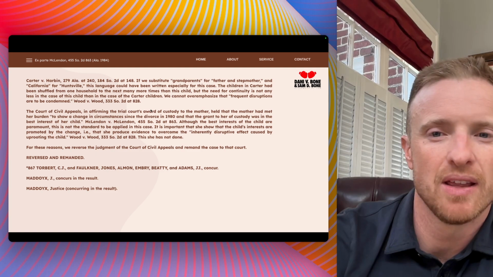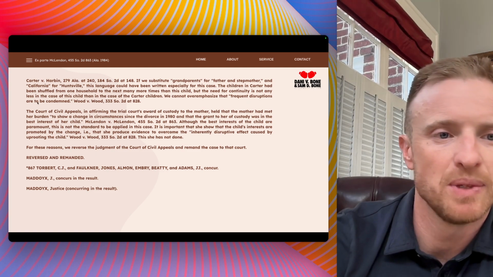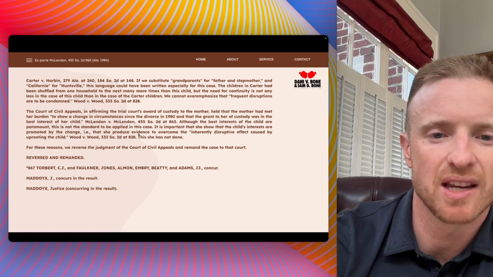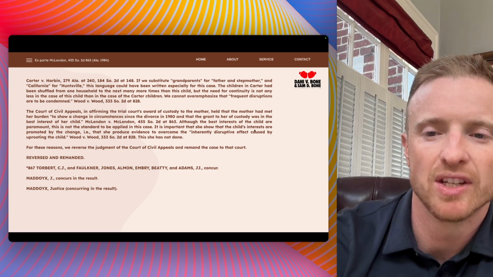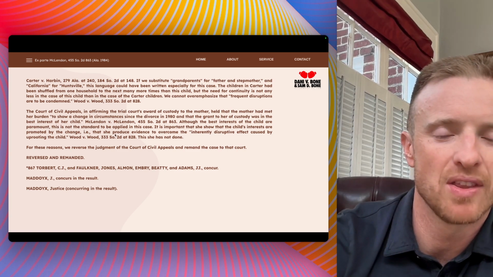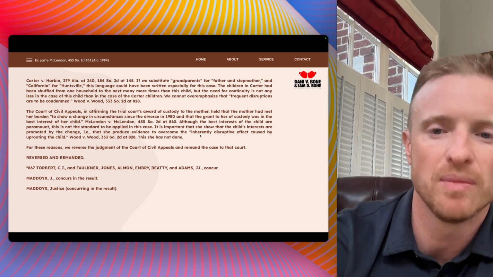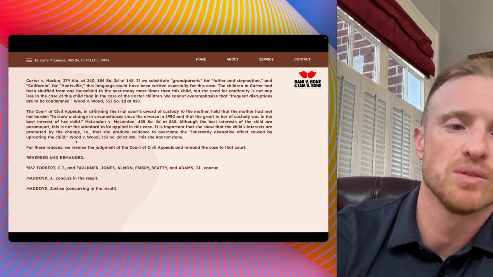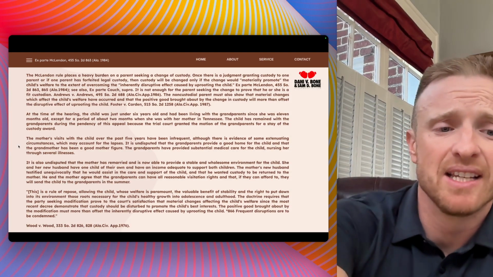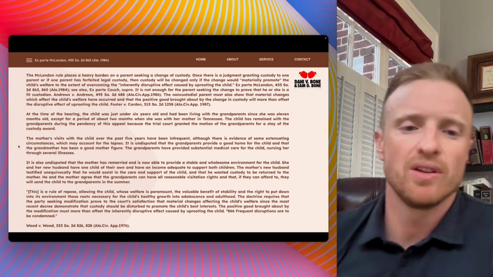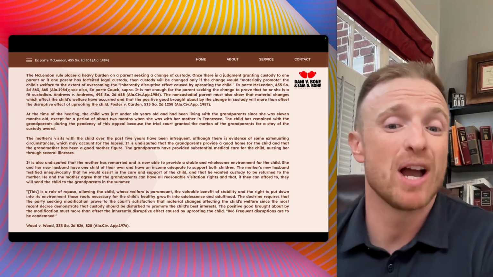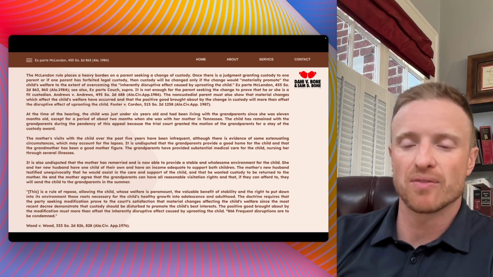The court said that frequent disruptions are to be condemned. Although the best interests of the child are paramount, this is not the standard to be applied. It's important that they show the child's interests are promoted by the change, that she produce evidence to overcome the inherently disruptive effect caused by uprooting the child. So even in the case, they pointed out here that it's undisputed that the mother has remarried and is now able to provide a stable and wholesome environment for the child.